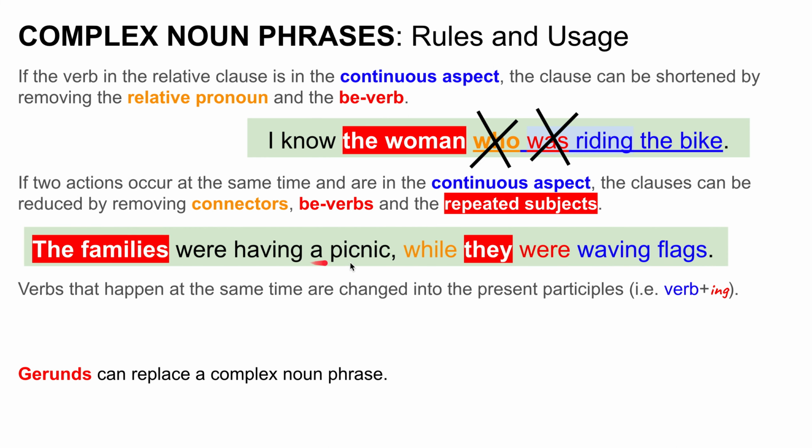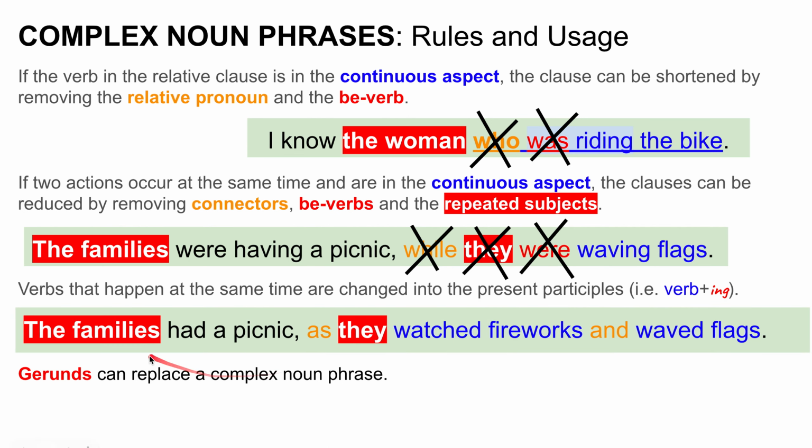The families were having a picnic while they were waving flags. Delete while, delete they, delete were, and what do I have? The families were having a picnic waving flags. Lastly, verbs that happen at the same time are changed into the present participle. So, the families had a picnic as they watched fireworks and waved flags. I can delete as, I can delete they. I change watched into watching fireworks and change waved into waving. And there we go. What do I have? The families had a picnic, watching fireworks, waving flags.